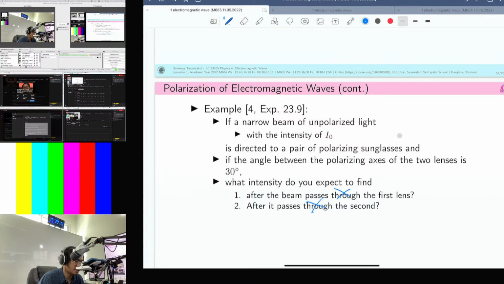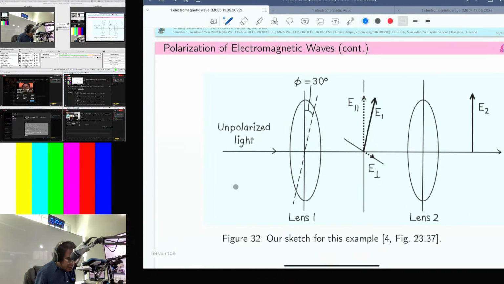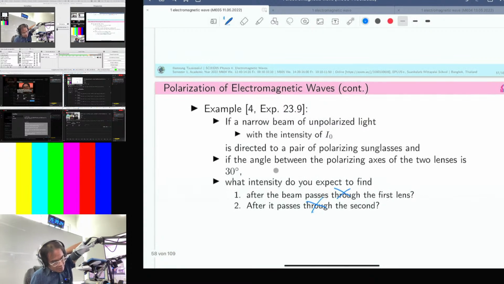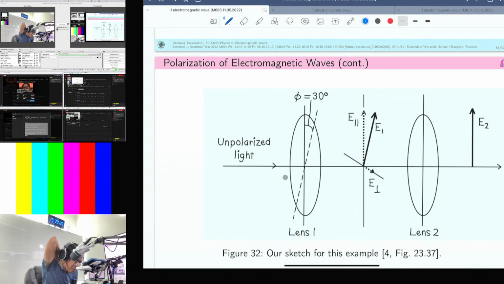And after it passes the second lens. Here you can see that if you don't understand the text, just take a look at this figure. They also provide the figure. You know that in physics, it's better to understand if you draw the figure and what is going on with that problem, right? It's also the case here. Sunglasses has two lenses, right? This is the first lens. This is the second lens.